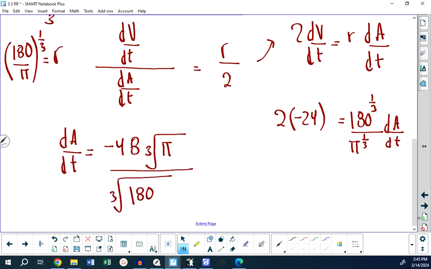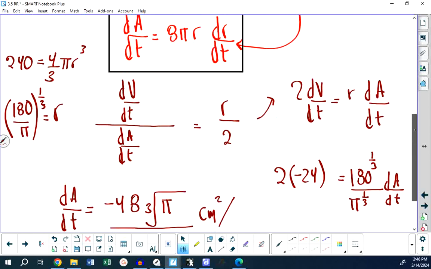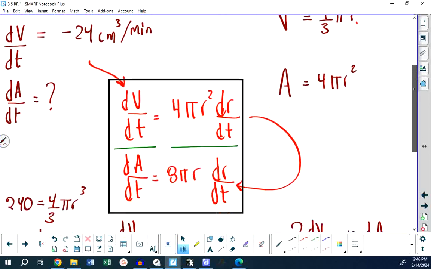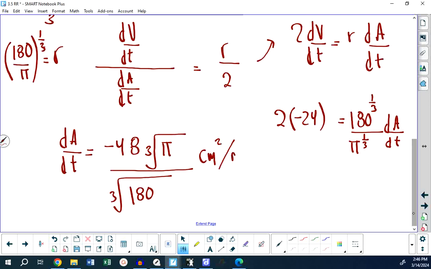And I would like to do the last example with you today, so we will leave it there. That would be square centimeters per minute. And if you want to find out a decimal value there, you can.